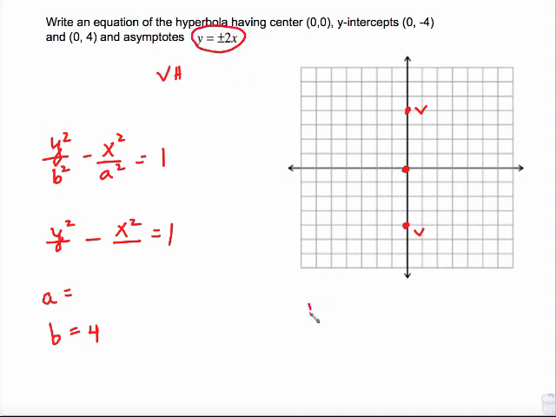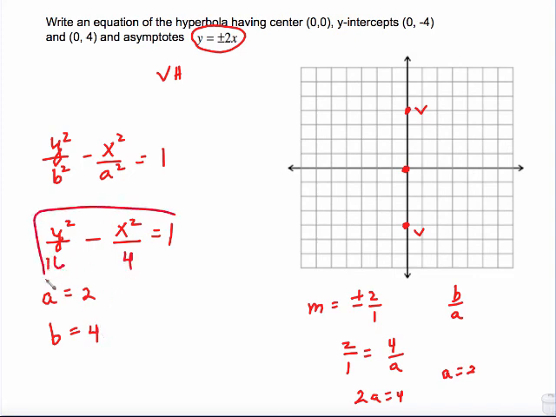That means the slope of this is plus or minus 2 over 1. Well, I'm just going to forget the plus or minus for a second and look at 2 over 1. Now, how do we get the slope? The slope is B over A. So I have this formula, 2 over 1, which is the slope of that equation, and B is 4. A we don't know. Solve that equation. You have 2A equals 4, so A is 2. And that's all I need to complete this equation. So A squared, 2 squared is 4. Now remember, A is going underneath x. B is going underneath y. 4 squared is 16. And that is the equation of that hyperbola.